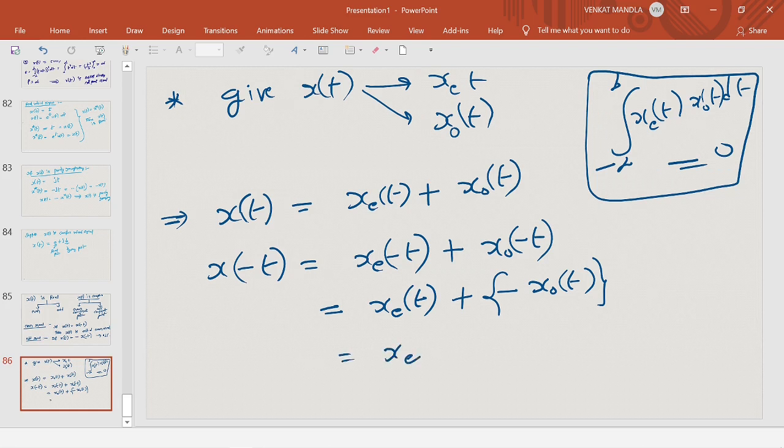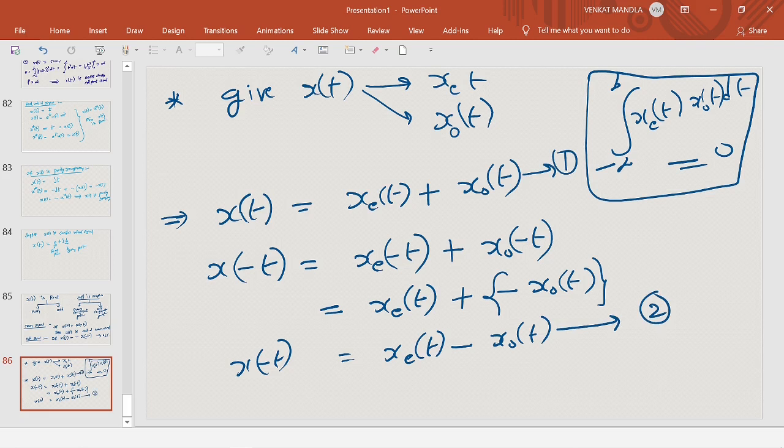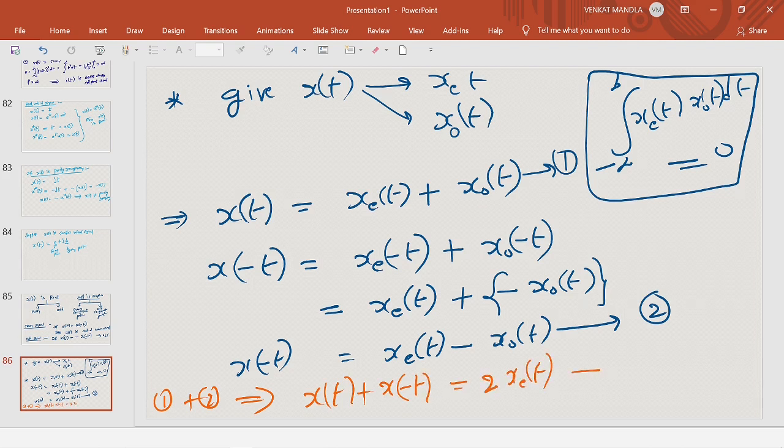So that is xc of t minus xo of t. X of minus t. Say this is 1 and this is 2. So what I will do is add 1 plus 2. Then x of t plus x of minus t equals 2 times xc of t. That implies xc of t equals x of t plus x of minus t by 2.